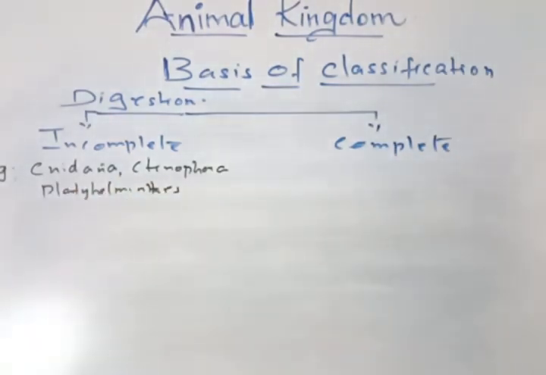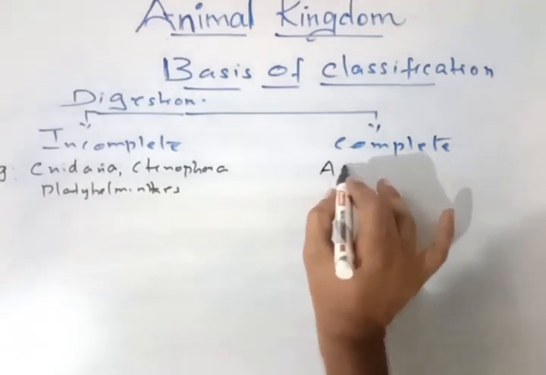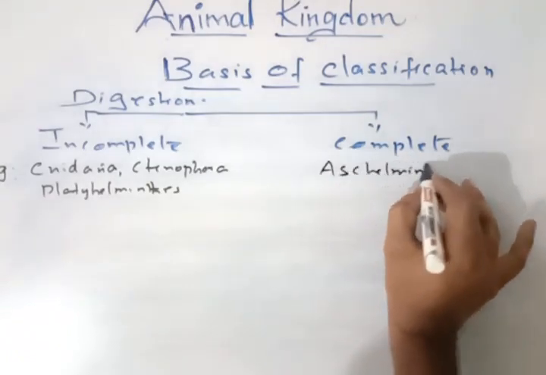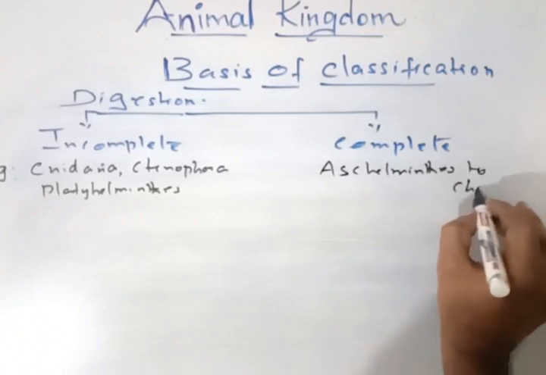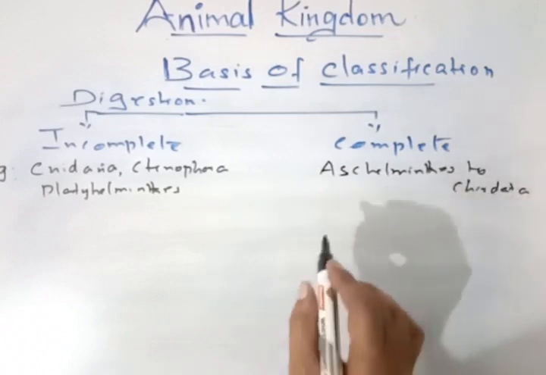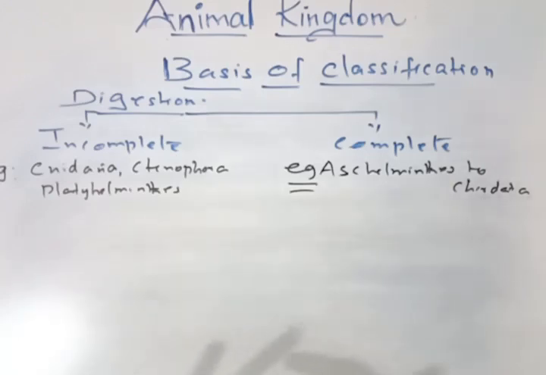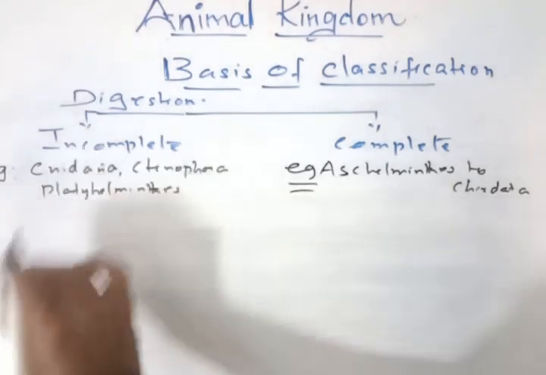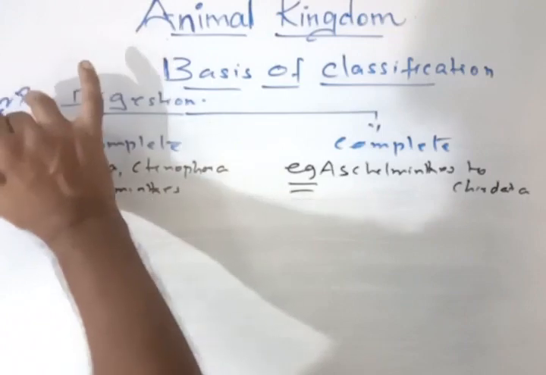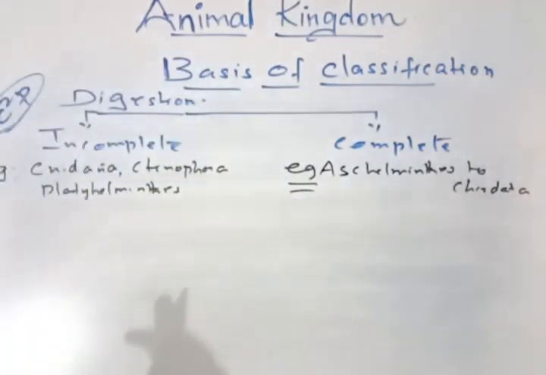So that means complete digestion is everything from Aschelminthes to Chordata. See, all these examples are very important, because even in NEET they will be asking these questions. So which phyla will have incomplete and complete digestion. Always, when you remember, you can write it in short form: C square P. So C2 means you remember Cnidaria, Ctenophora and Platyhelminthes, and the rest you can remember as Aschelminthes to Chordata. But here we have not discussed Porifera.